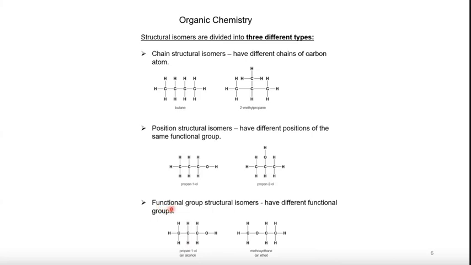And the third one, functional group structural isomers, have different functional groups. Here, this is propan-1-ol, an alcohol, and here is a different functional group: methoxyethane, an ether. So there are 3 different types of structural isomers: chain structural isomers, positional structural isomers, and functional group structural isomers.